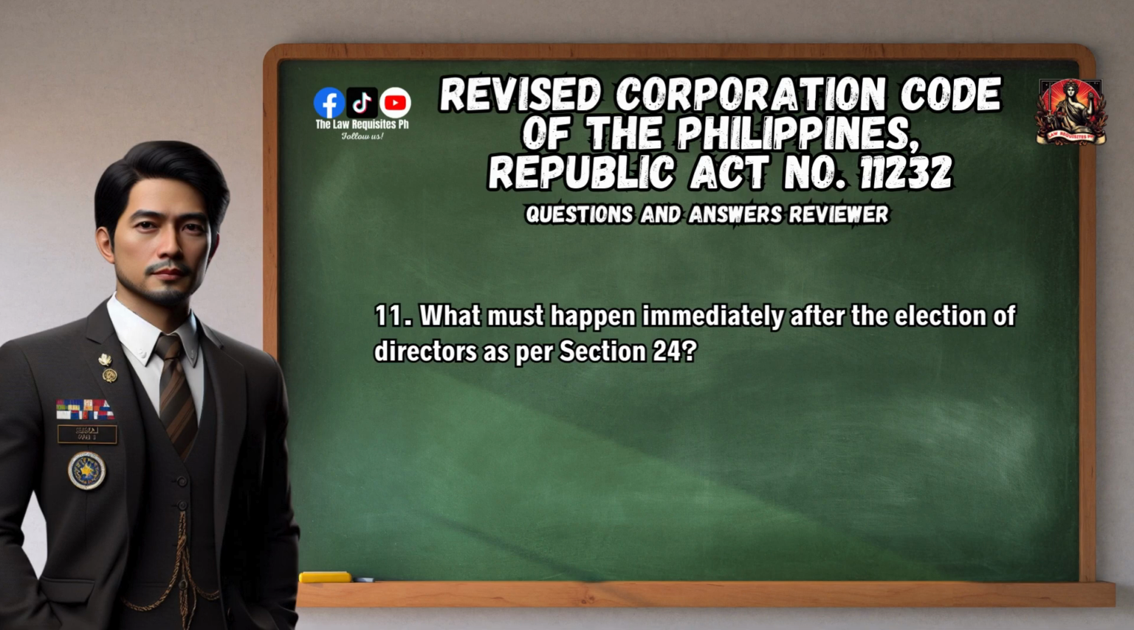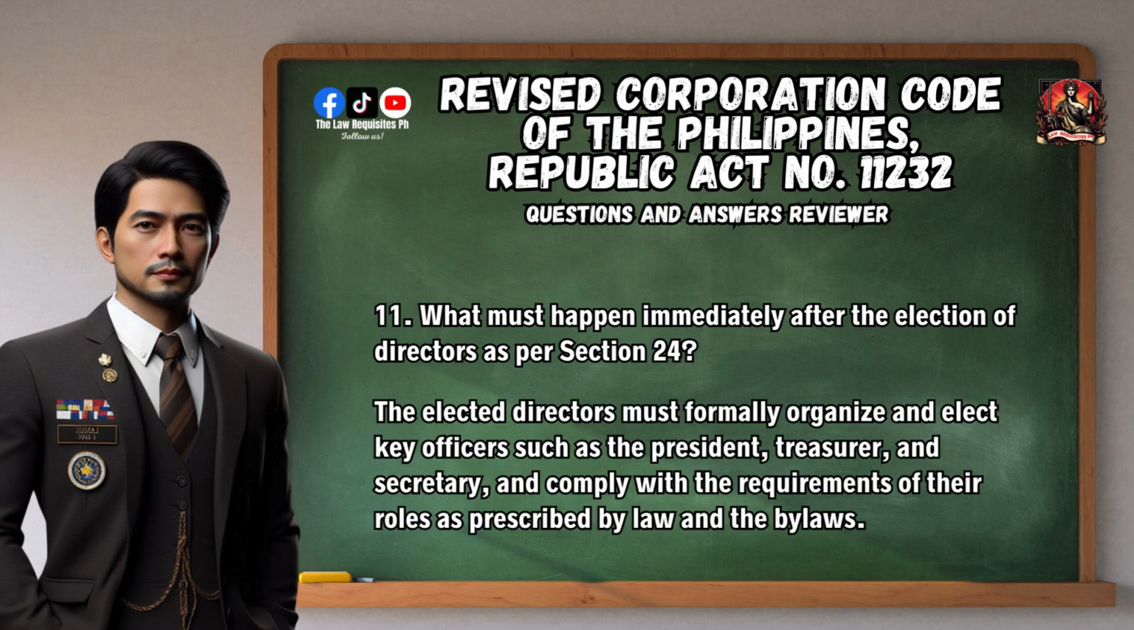11. What must happen immediately after the election of directors as per Section 24? The elected directors must formally organize and elect key officers such as the president, treasurer, and secretary, and comply with the requirements of their roles as prescribed by law and the bylaws.